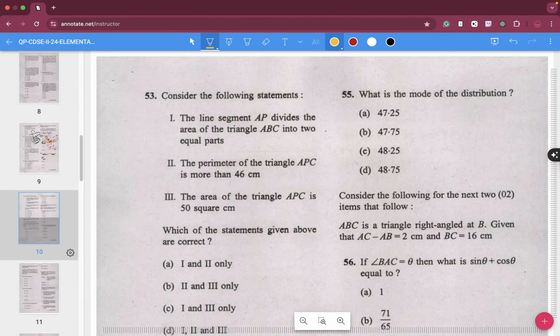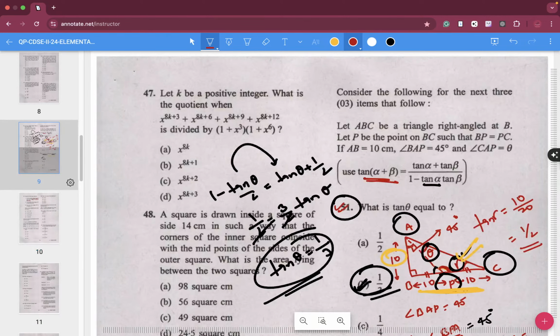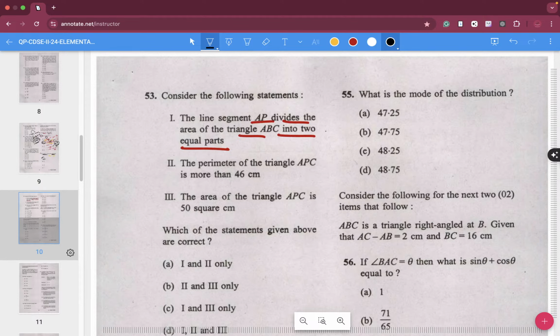Now question number 53, the line segment AP divides the area of the triangle ABC into two equal parts. If the bases are equal, if these two bases over here are equal, if BP is equal to PC, and in that case both of them are equal to 10, so AP is the median. If AP is the median, then yes, the line segment AP is indeed dividing the triangle ABC into two equal parts.